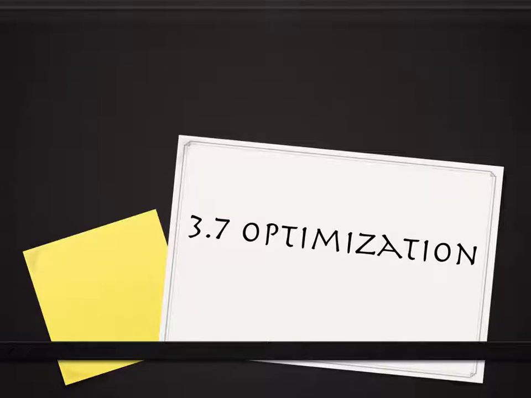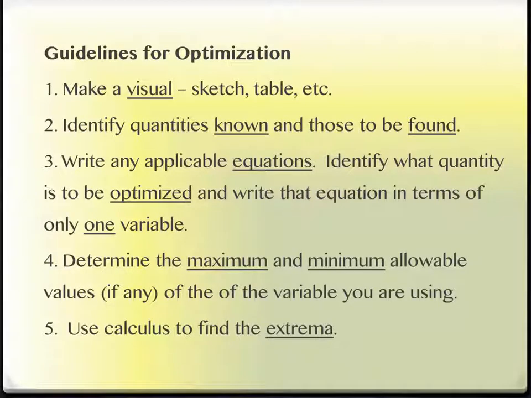Right? You want to make the bill at the grocery store as small as possible and get the most amount of food for your money, that kind of thing, right? Optimal values. So some guidelines from optimization, and these don't always fit for every problem. They're guidelines. Often it's helpful to make a visual, sketch, a table, something that you can see. Doesn't always happen, but often it's helpful.